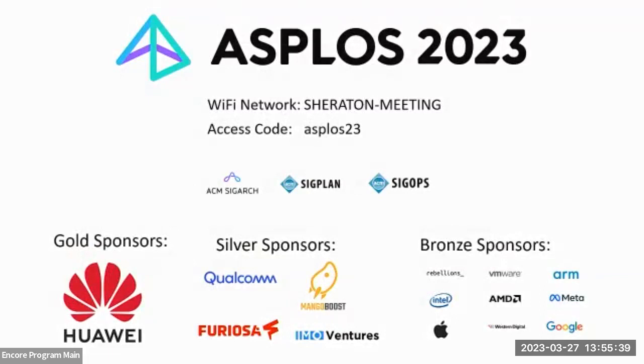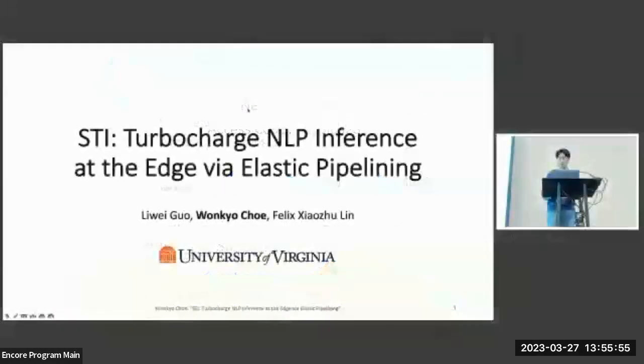Wonkyo Choe is a second-year PhD student at the University of Virginia, working with Professor Felix Lin. His research interests lie in the broad computer systems area, from low-level to high-level applications. He's currently focused on the optimization for autonomous driving systems. And today he's going to talk about his work, STI, turbocharging NLP inference at the edge via elastic pipelining.